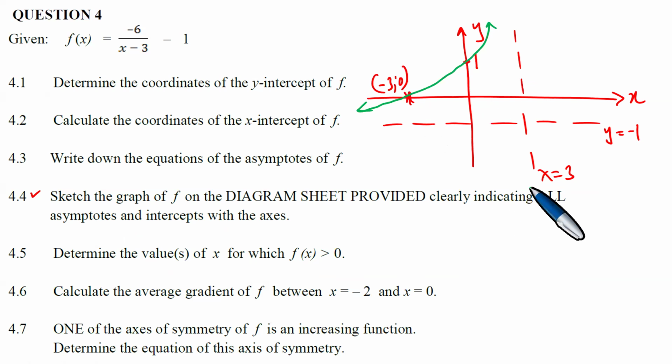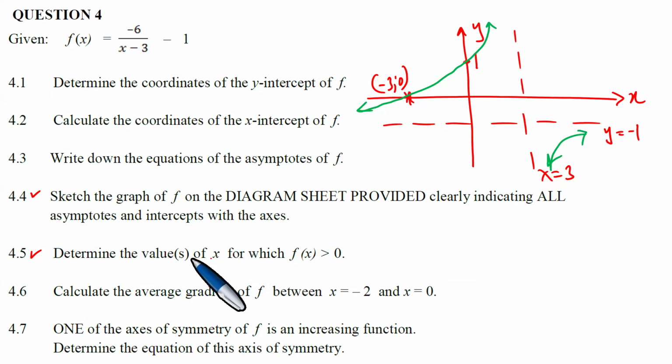And the other part of the graph will be there. Put it here so that you have exactly this graph, and this graph is the graph we want. We have sketched a graph on the diagram sheet, clearly indicating all asymptotes and intercepts with the axis. We have shown the y-intercept and the x-intercept there, so we are done with that part. Okay, let's look at 4.5.